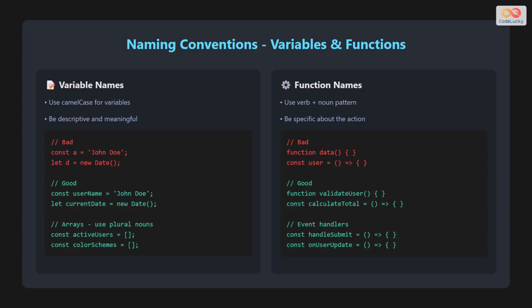When naming functions, use a verb plus noun pattern and be specific about the action. For example, use validateUser instead of data and calculateTotal instead of user. For event handlers, use names like handleSubmit and onUserUpdate. Using proper naming conventions is very important for your code.